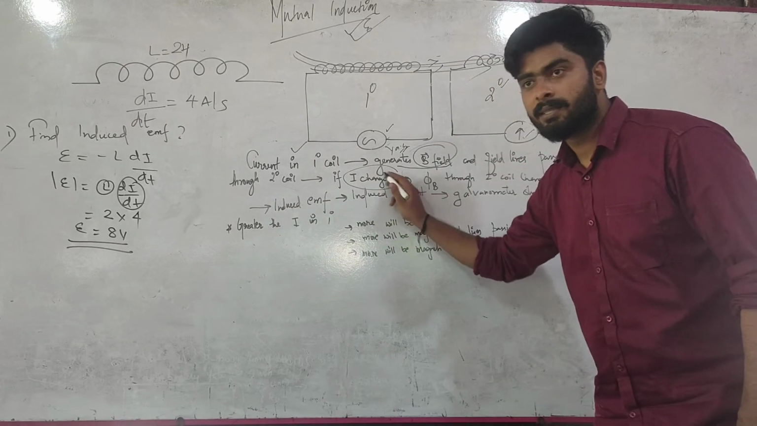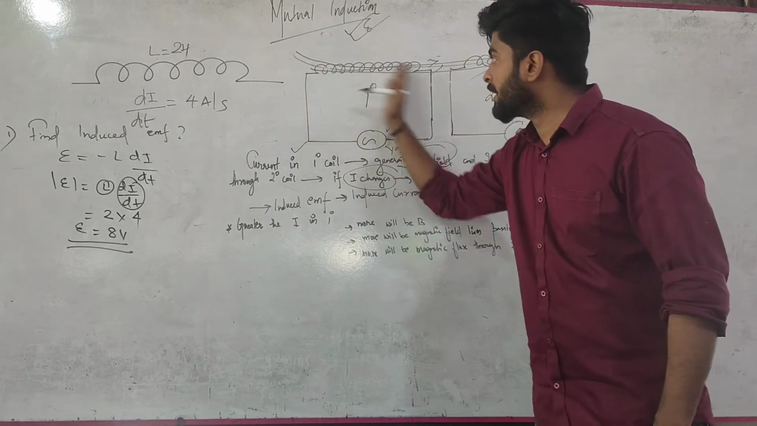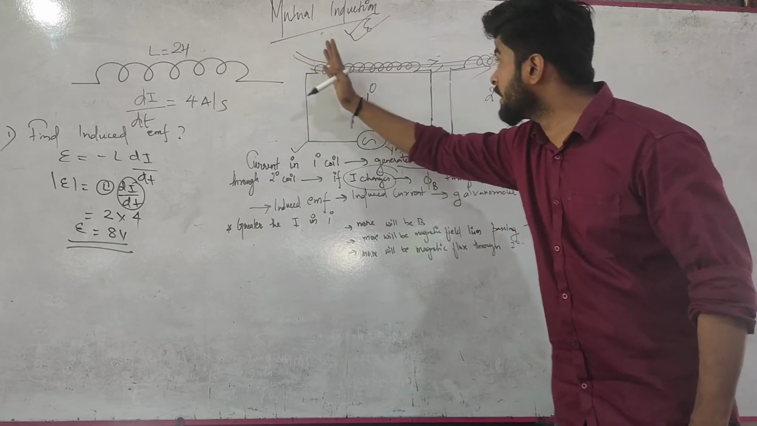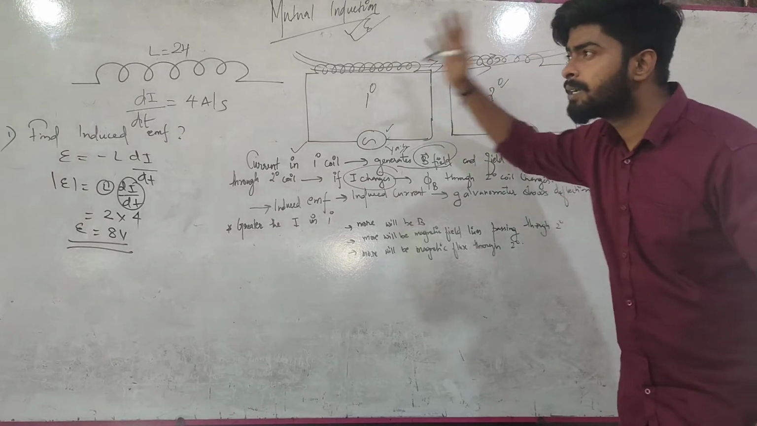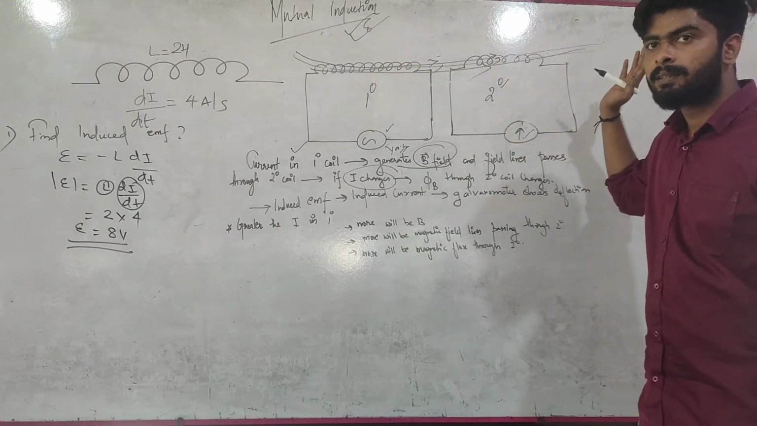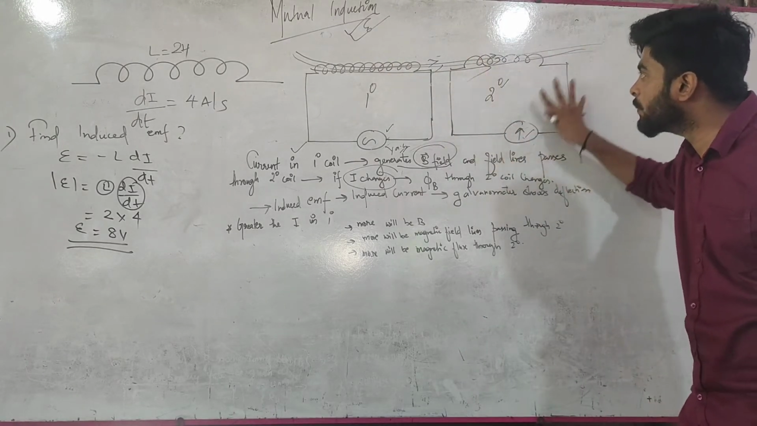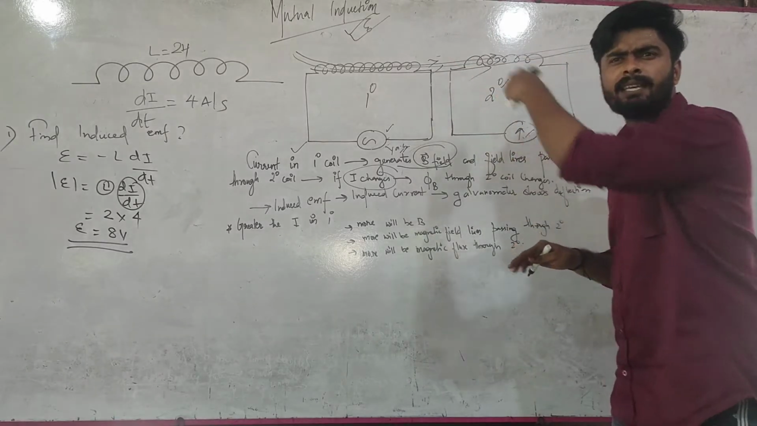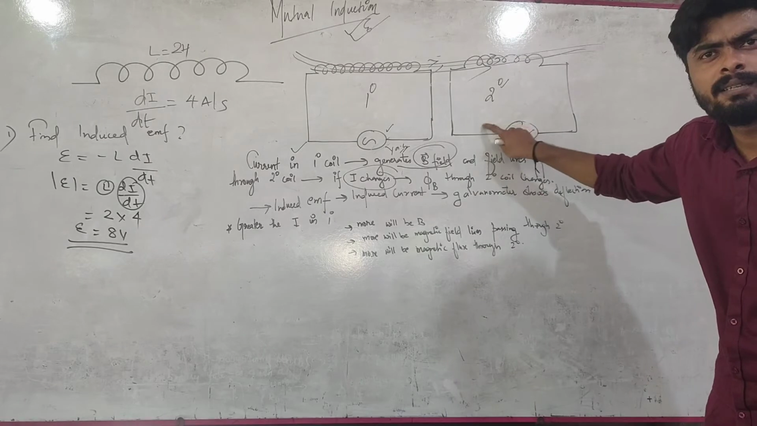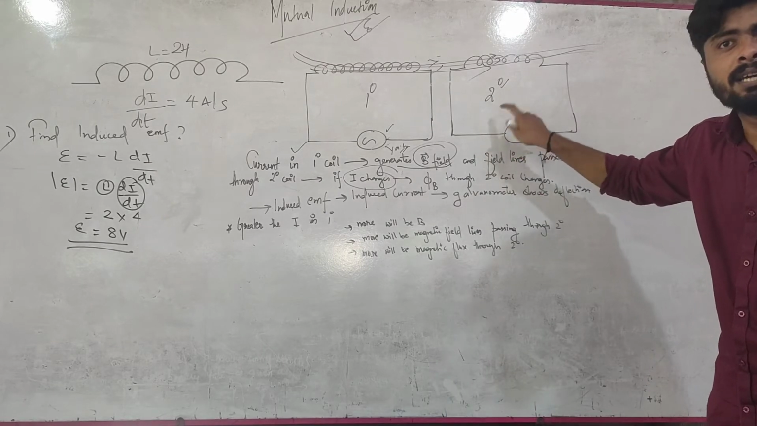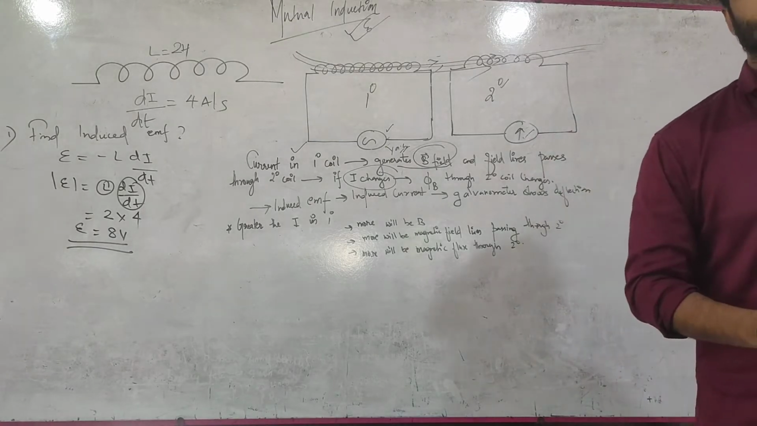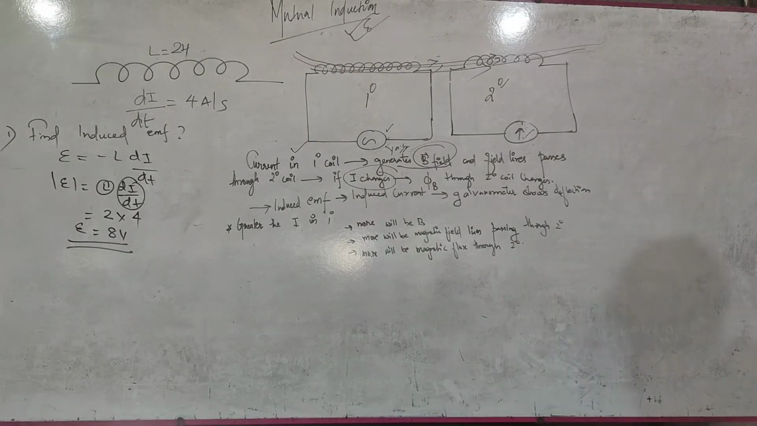If current changes, the magnetic field produced by the primary coil also changes. The number of magnetic field lines entering the secondary coil also changes. So that means the magnetic flux linked with the secondary coil is changing. If magnetic flux is changing, an EMF will be induced in this secondary coil, and hence you get an induced current, and hence you will get a deflection in the galvanometer. This is what is mutual induction.